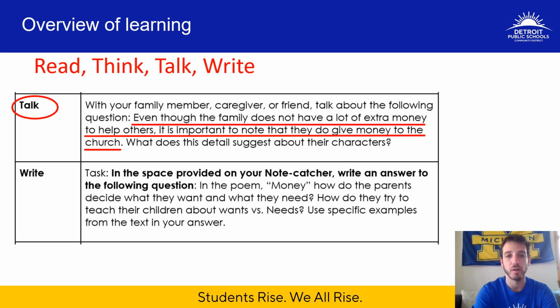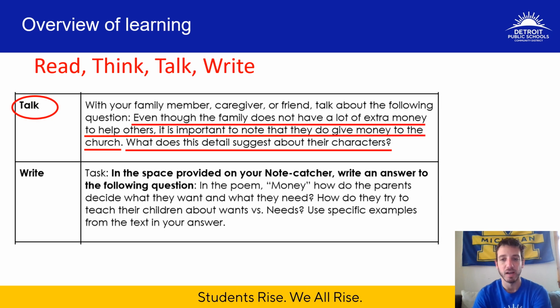For the talk section, you're going to talk to someone about this question. Even though the family does not have a lot of extra money to help others, it is important to note that they do give money to the church. What does this detail suggest about their characters? We talked a little bit about this yesterday, but today you're really going to dig into the part where they mention that they donate money to church. Sometimes it's a little bit of money, and then once a month it's actually more money. So you have to figure out, what does this tell us about them as characters, even though we know that in most of their life they really don't spend a lot, or they try to save a lot, but they are willing to give money to the church? What does that tell us about them as characters?